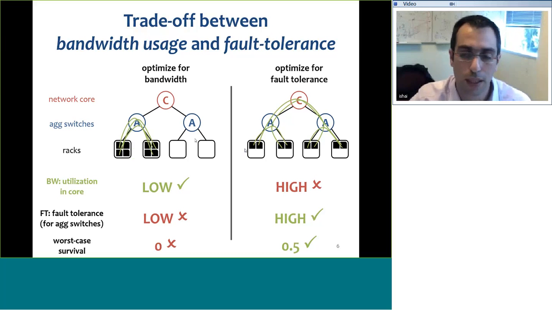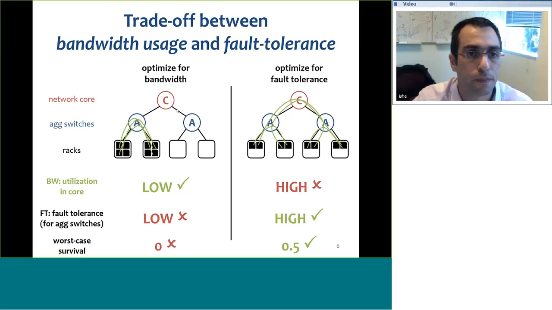On the other hand, as you may already figure out, the solution that spreads the machines across different racks is good in terms of fault tolerance, because no matter which AG switch goes down, half of the machines remain, assuming a single failure, of course. So the worst case survival rate is 0.5. But the drawback here is the bandwidth consumption. Again, assuming that all the machines talk to each other, the communication obviously goes through the core of the network. So as you can see, there's actually a pretty strict trade-off between fault tolerance and bandwidth.